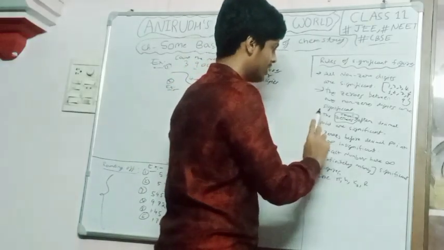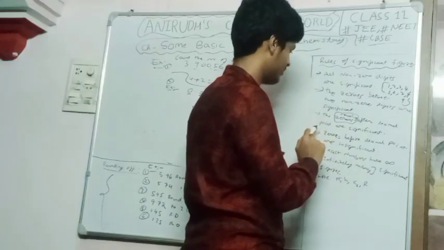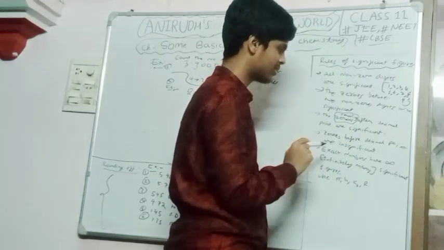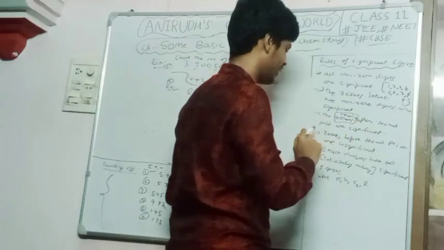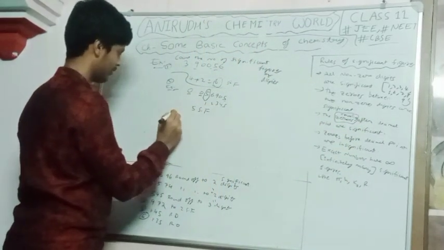The trailing zeros after the decimal point are significant. The trailing zeros after the decimal point are significant. What are trailing zeros? I will show you.